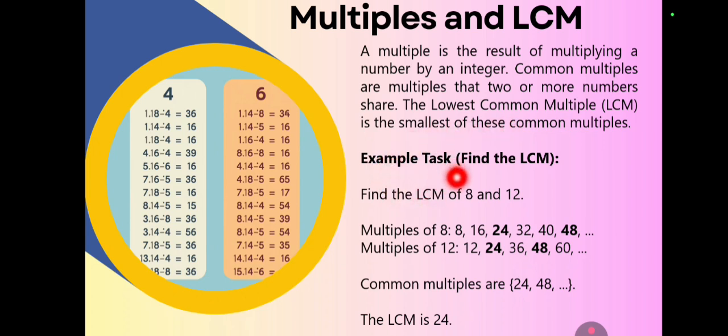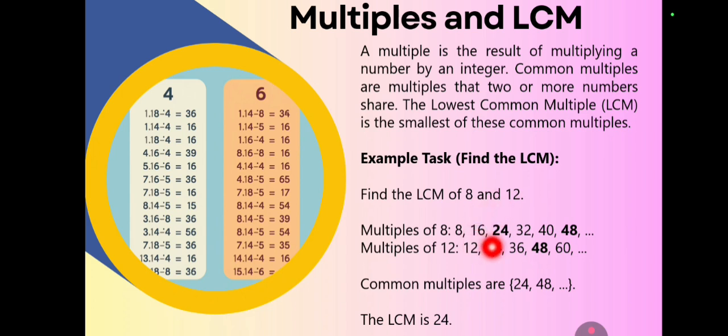So for instance, you've got 8 and 12. If you look at the times table, the multiples of 8 are: 8 times 1 is 8, times 2 is 16, times 3 is 24, then 32, 40, 48. And for 12, 12 times 1 is 12, times 2 is 24, times 3 is 36, times 4 is 48, then 60. You see that numbers like 72 and 96 are common multiples of 8 and 12. But here we look at the lowest common multiple.